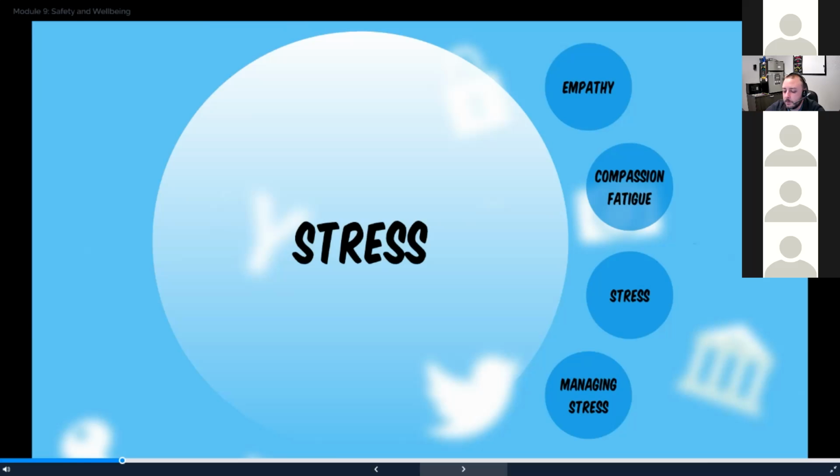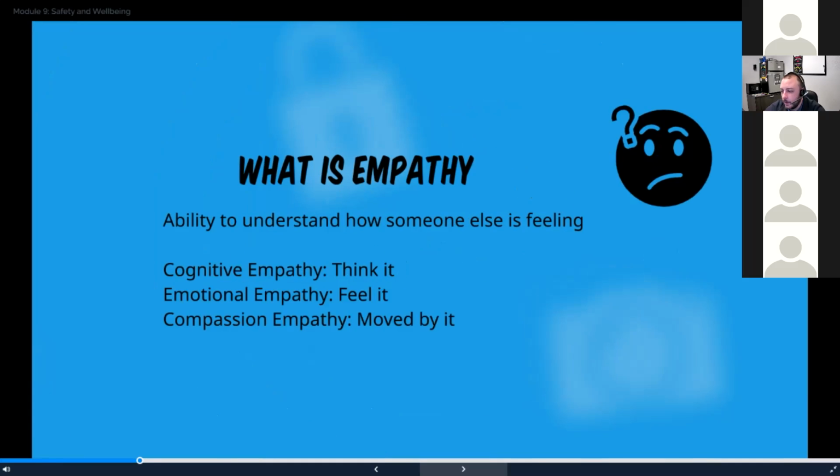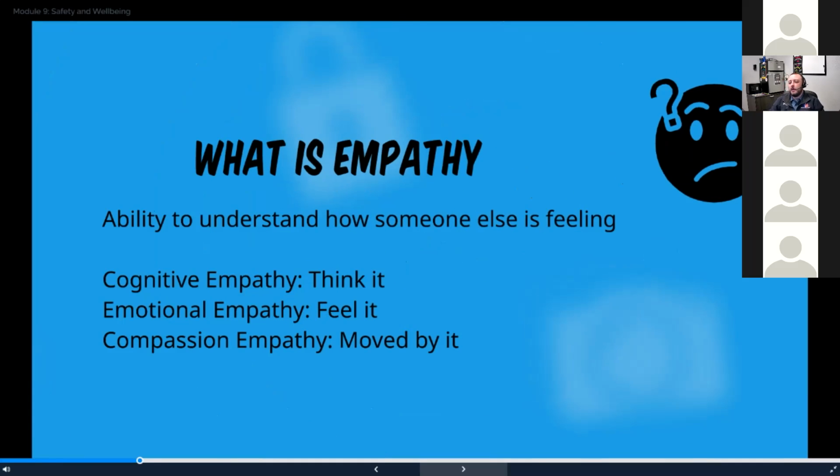All right, types of stress. What is empathy? It's the ability to really understand how someone else is feeling. And there's kind of three of them. There's the cognitive, which is the think it. There's the emotional, where we feel it. And then there's the compassion empathy, which is we're moved by it.